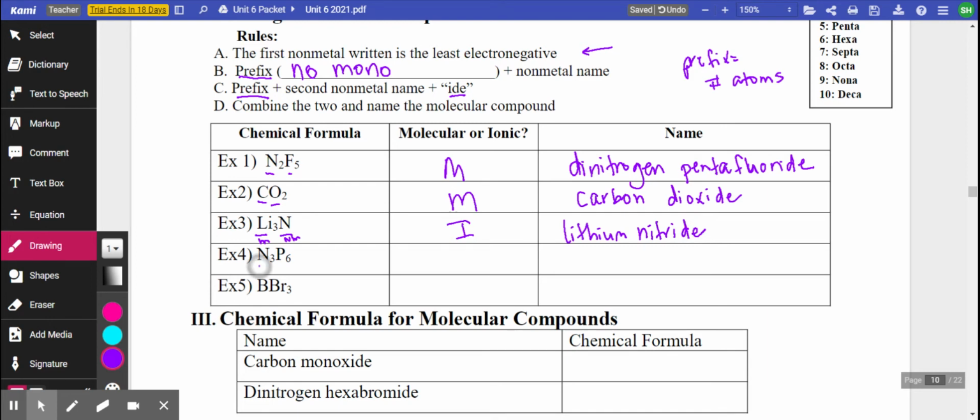Okay. Our next one is nitrogen and phosphorus. So this one is molecular, also known as covalent. I have trinitrogen because there's 3 of them. And then there are 6 phosphoruses. So I'm going to write hexa and then phosphide.